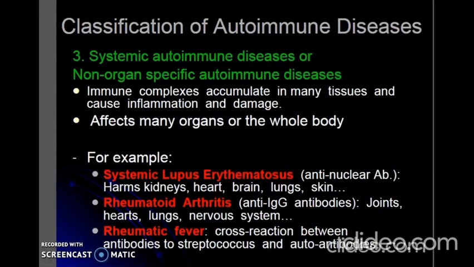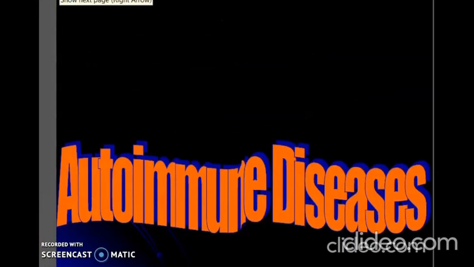Another one is rheumatoid arthritis. Here anti-IgG antibodies are formed and it affects the joints, heart, lungs, and nervous system. In rheumatic fever, there is cross reaction between antibodies to streptococcus and autoantibodies. Let's see each of the diseases in detail.